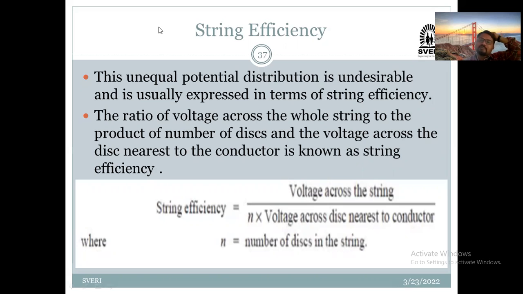Now, in which parameter have we expressed this? Whatever the unequal potential distribution is, that is undesirable. Undesirable in the sense that it is not acceptable. That is expressed in terms of string efficiency. Whatever this unequal potential distribution is, that is, the voltage distribution is different, that is expressed in terms of string efficiency. So what is the string efficiency?